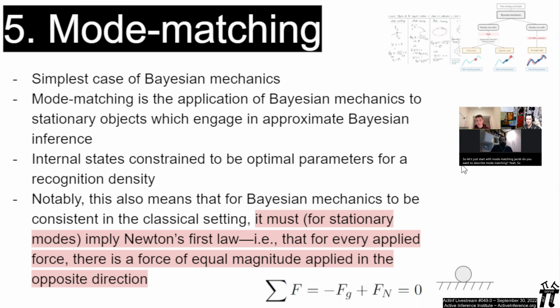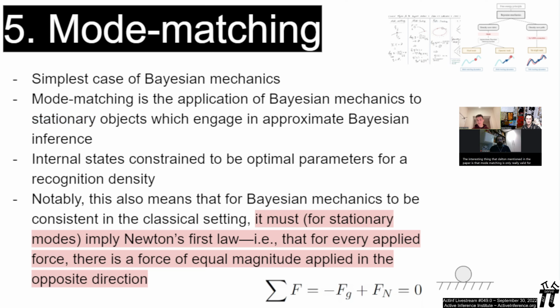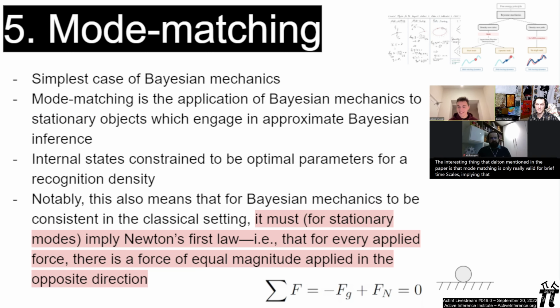Yeah, so mode matching is the simplest case of Bayesian mechanics for stationary objects. The interesting thing that Dalton mentioned in the paper is that mode matching is only really valid for brief timescales, implying that nothing ever really stays stationary. I would be interested to unpack this further in the .1 and the .2, how brief these timescales can actually be. Is it just instantaneous? Is anything ever stationary? And how are different reference frames involved?